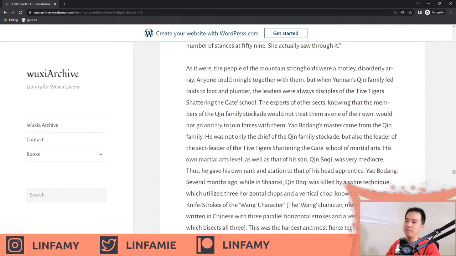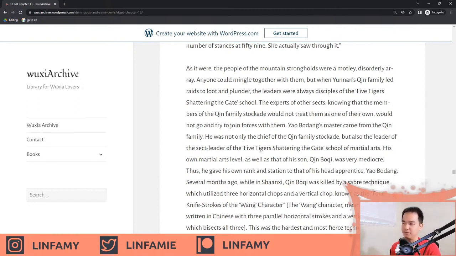As it were, the people of the mountain strongholds were a motley, disorderly array, as anyone could mingle together with them. But when Yunan's Qin family led raids to loot and plunder, the leaders were always disciples of the 5 tigers shattering the gate school. The experts of the other sects, knowing that the members of the Qin family stockade would not treat them as one of their own, would not go and try to join forces with them. Yao Bodong's master came from the Qin family.